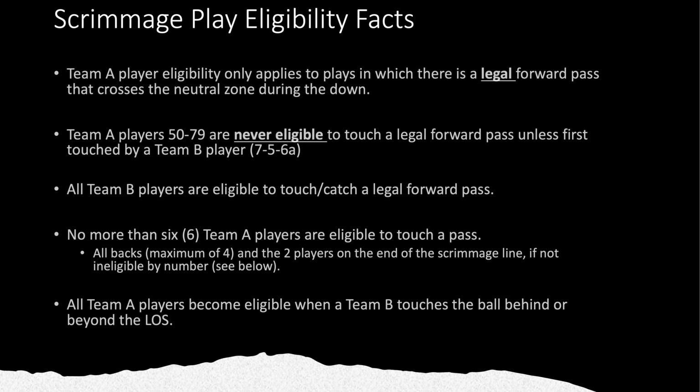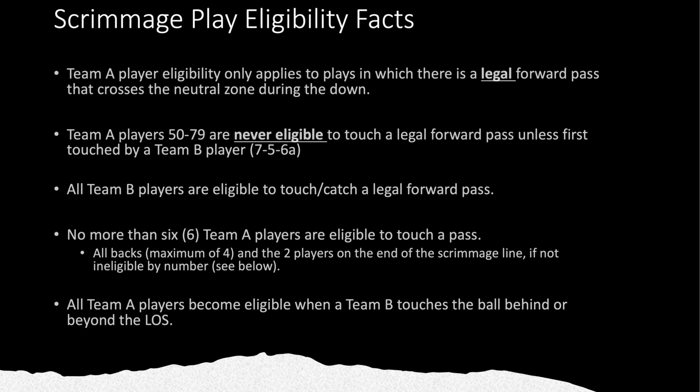Another important thing to remember too, and again, we're talking about scrimmage plays here: under no circumstance can Team A players 50 to 79 touch a legal forward pass until it is touched by a Team B player. Players 50 to 79 are never eligible to touch a legal forward pass until it is touched by a Team B player. All Team B players are eligible to touch or catch a legal forward pass.